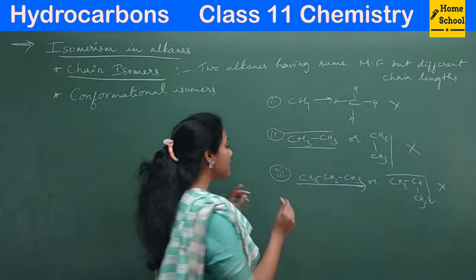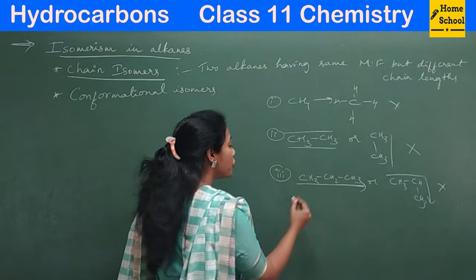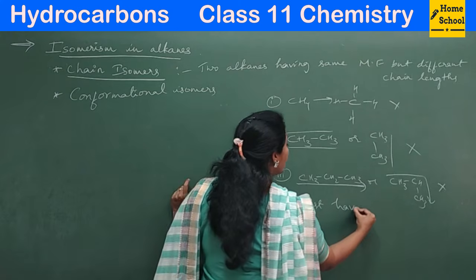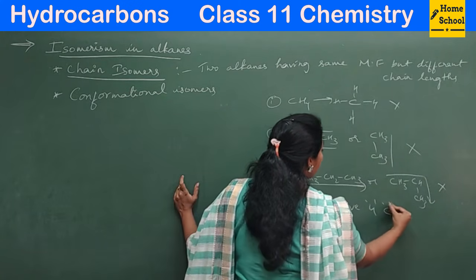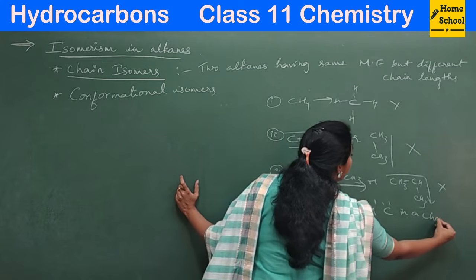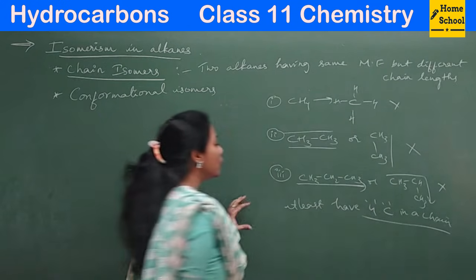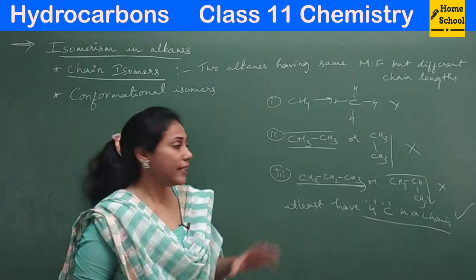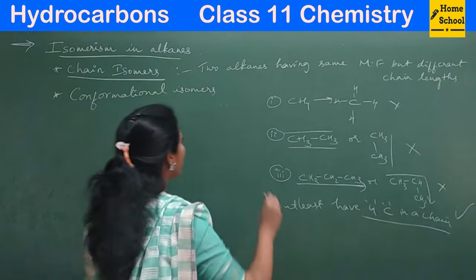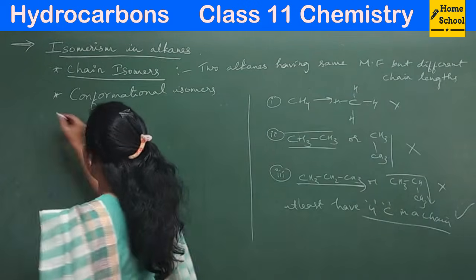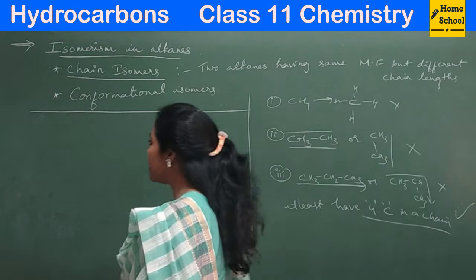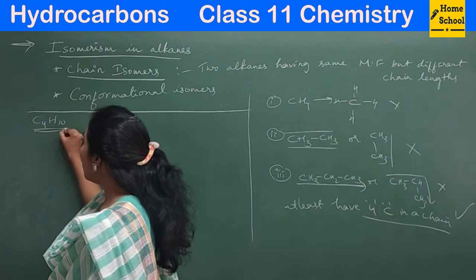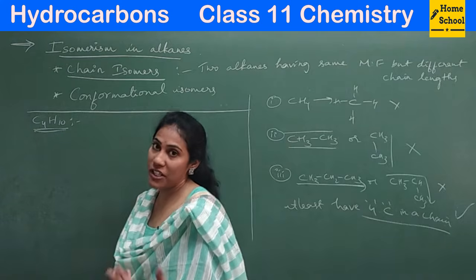If you want to observe chain isomerism, you should at least have 4 carbon atoms in a chain. You must have 4 carbons in a chain. Only then is chain isomerism observed. Now let's go for the 4 carbon alkane to observe chain isomerism, that is C4H10.